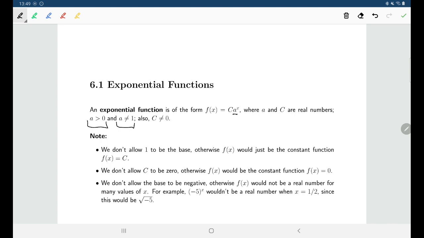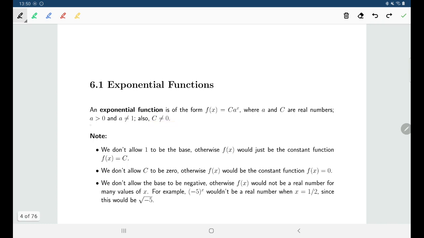The reason we're restricting 1 from our base would be that if you had a base of 1, then you'd be talking about a function that was some constant times 1 to the power of x. And 1 to any power is always equal to 1. So really, if a was 1, we'd be talking just about a constant function. And of course, we don't want to have that. So we don't want a to be 1 because that would give us a constant function. We don't want c to be 0 because, again, that would give us a constant function.